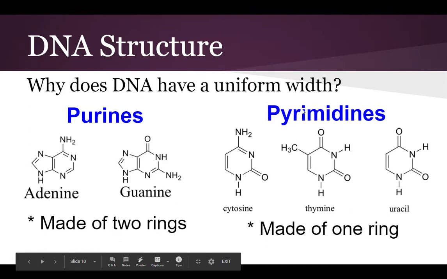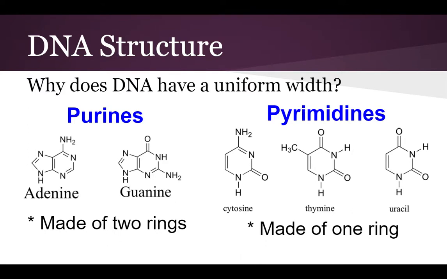One of the key features that we'll notice about DNA is that it has a uniform width. And that has to do primarily with the fact that your nitrogenous bases actually have different structures. So this was in your video. Some of your nitrogenous bases have 2 rings, and they are known as purines. So in DNA, that's adenine and guanine. And then you also have some nitrogenous bases that are just 1 ring, and those are known as your pyrimidines.